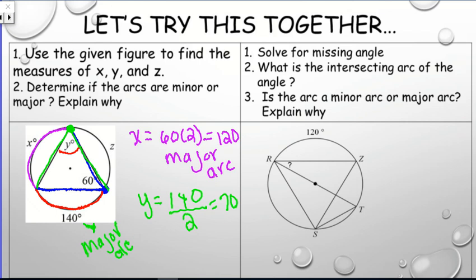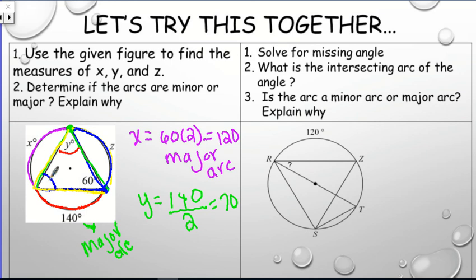Alright, I need to find one more, and that would be Z, and it's the intersecting arc of this inscribed angle right here. I'll leave it as yellow. That's the inscribed angle. I'm going to do the intersecting arc in blue. The intersecting arc here is blue. But I have a problem.